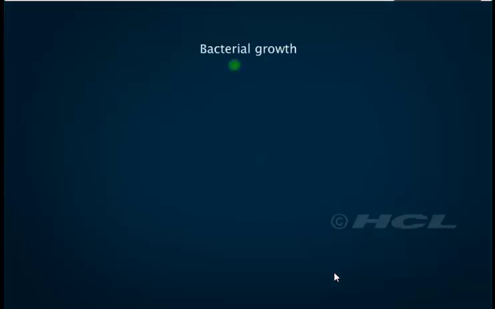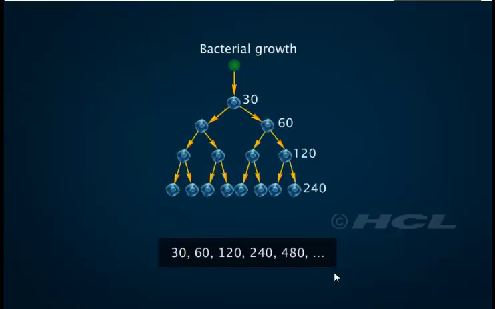Here's another situation. The number of bacteria in a culture doubles every hour. If there were 30 bacteria initially, then the numbers of bacteria present at the end of every hour until the nth hour are as shown.